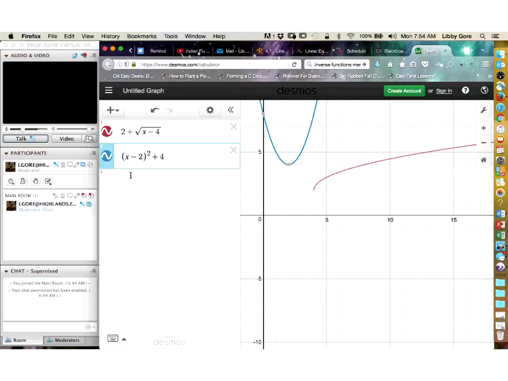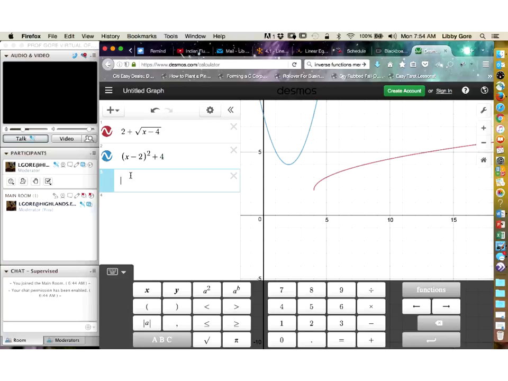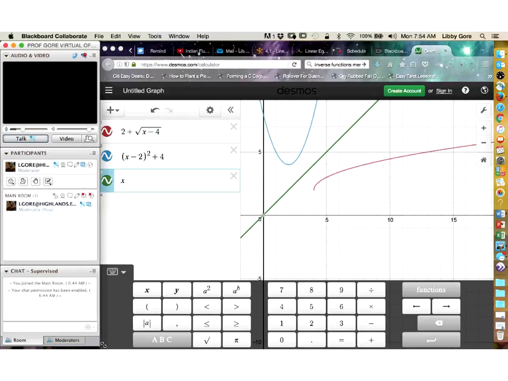And you can also see if I graph the line y equals x, that is the line of identity. Look, if you cut the blue function off at its vertex, you can see that those functions reflect across the line y equals x. That is the identity line. Hopefully that was helpful for you. We'll go back to the whiteboard to finish up.